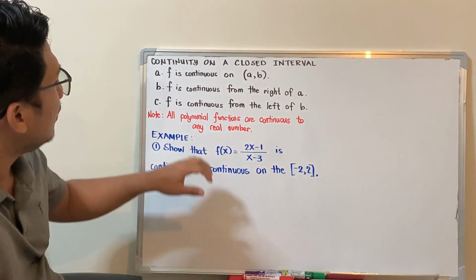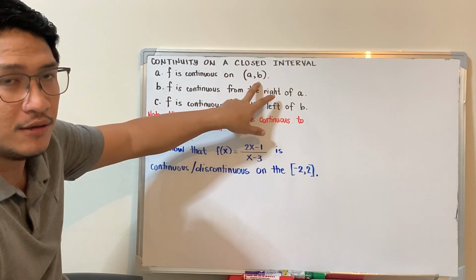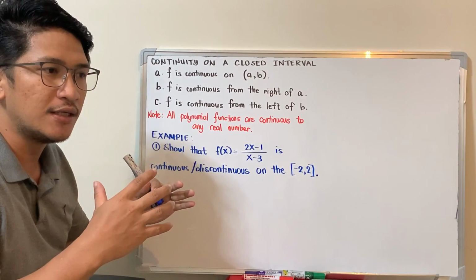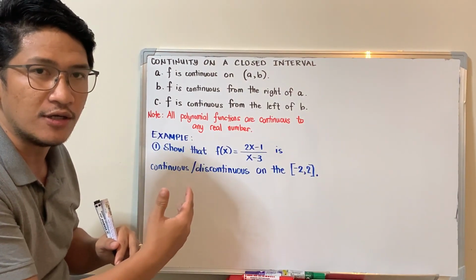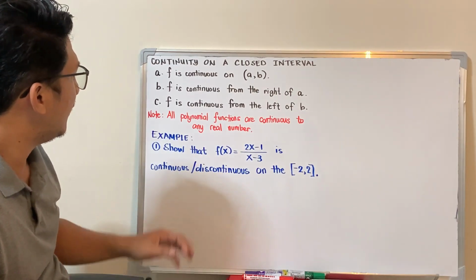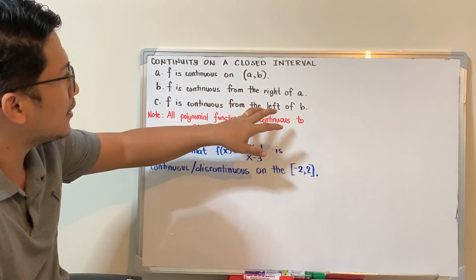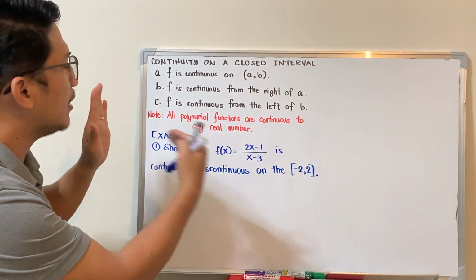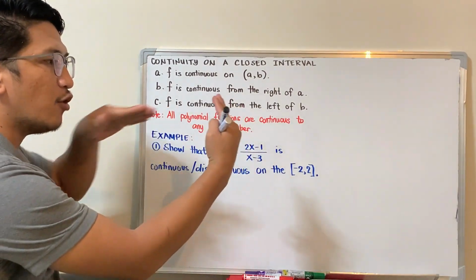So una, it should be that the function is continuous on an open interval. Okay, so given a closed interval, dapat si function continuous muna dito sa open interval. Meaning, exclude nato ang mga boundaries. And then, letter B, the function is continuous from the right of A. Okay? So, from the right of A, meaning gikan sa right going to A. And then, F is continuous from the left of B. So, from the left going to B.